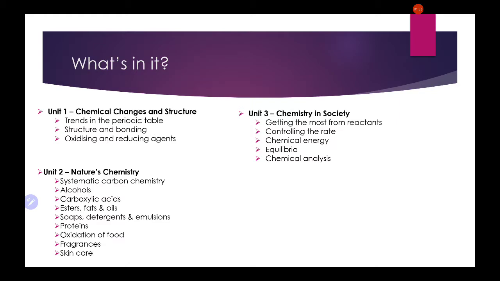So you've also got bonding and all that sort of stuff in Unit 1 and a wee bit of oxidising and reducing agents, so that is on the back of the redox stuff that you did at National 5. Okay, so a lot of this stuff will be familiar to you, it's just taking it that one step up.